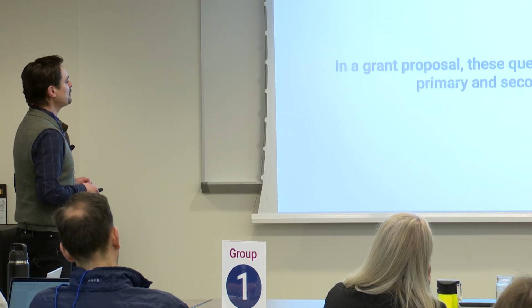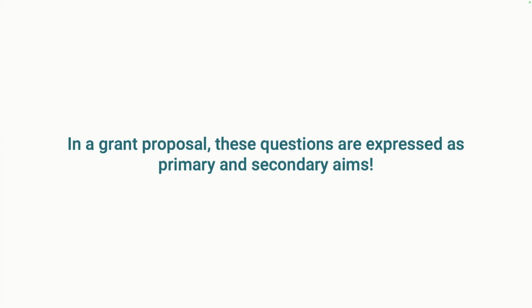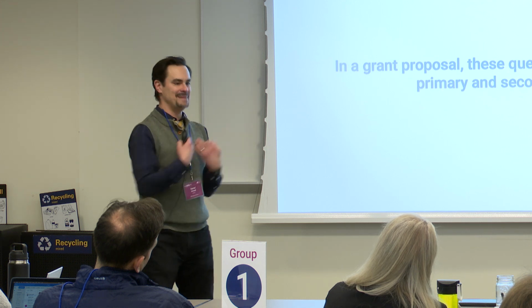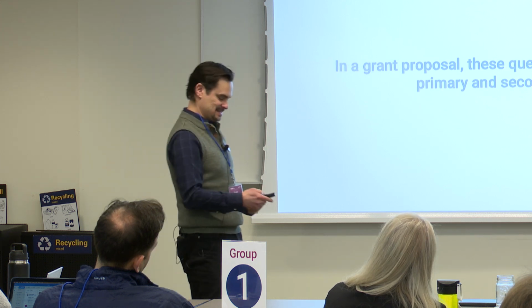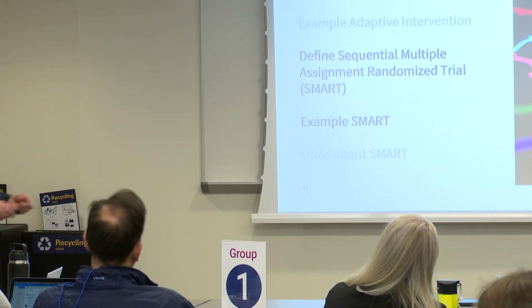In a grant proposal, these questions are expressed as primary and secondary aims. What do I mean by that? Well, you might end up narrowing it down to a list of 4 or 5 optimization questions, but we do still live in a world where every research study, every trial, hangs their hat on a primary question. So this is what I'm priming you for here. Even if I have 10 optimization questions, I have to decide which one's the most important one to me and be able to make that case. So let's talk about SMARTs.